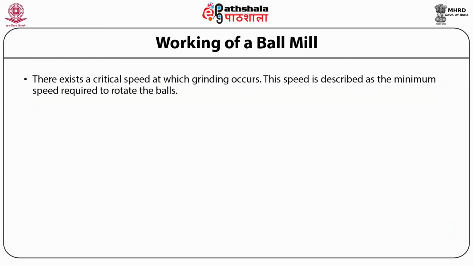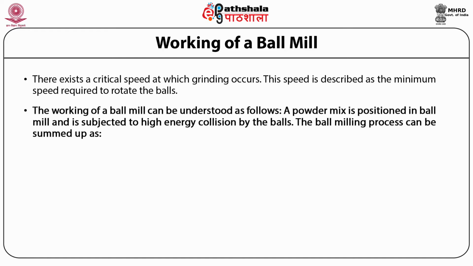There exists a critical speed at which grinding occurs. This speed is described as the minimum speed which is required to rotate the balls. The working of a ball mill can be understood as follows. A powder mix is positioned in the ball mill and is subjected to high energy collision by the balls. This is also shown in Figure 1. Figure 1 shows the schematic of nanoparticle synthesis via the ball milling method.